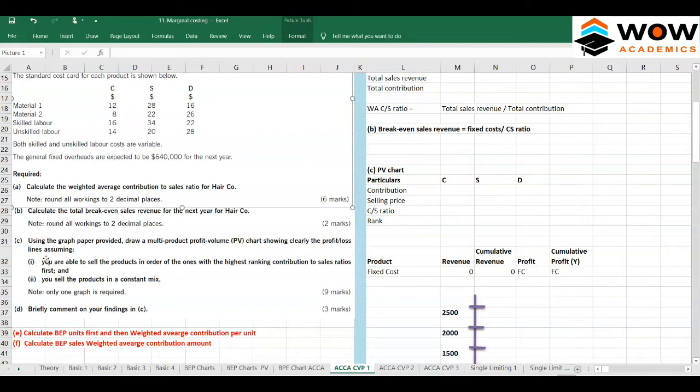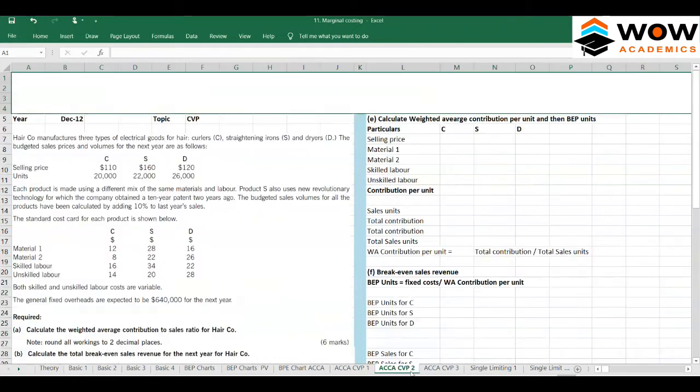You have to draw two kinds of lines. You are able to sell the products in order of the ones with the highest CS ratio, and you also have to show a constant mix ratio. Okay, you have to do two charts, in a single chart you have to show both, and this we'll do later. Comment on the findings, calculate BEP units first, and then find out the weighted average contribution per unit. Okay, so that is what he wants in the next question.